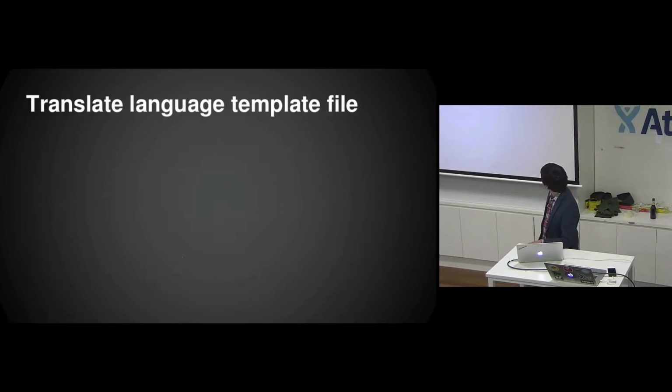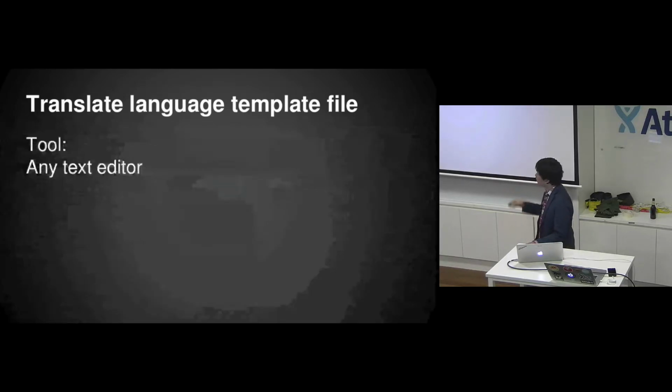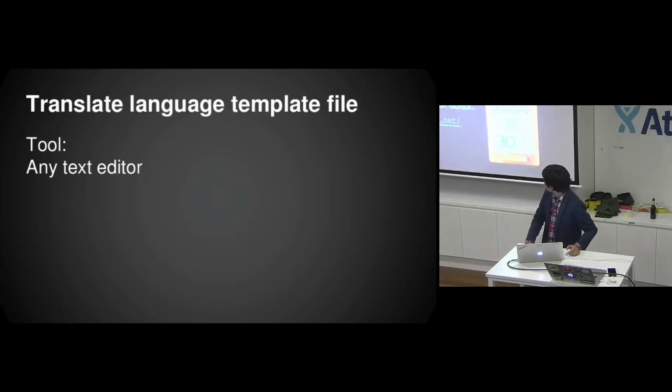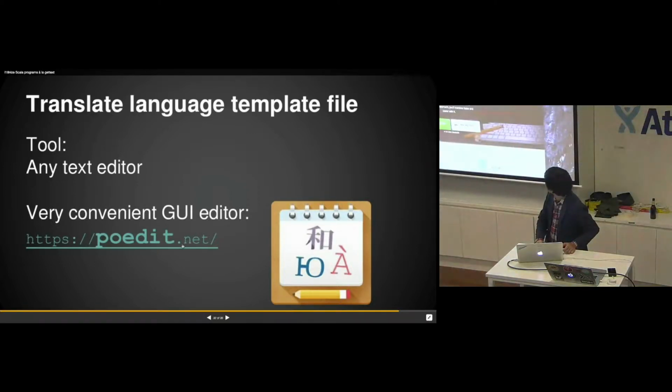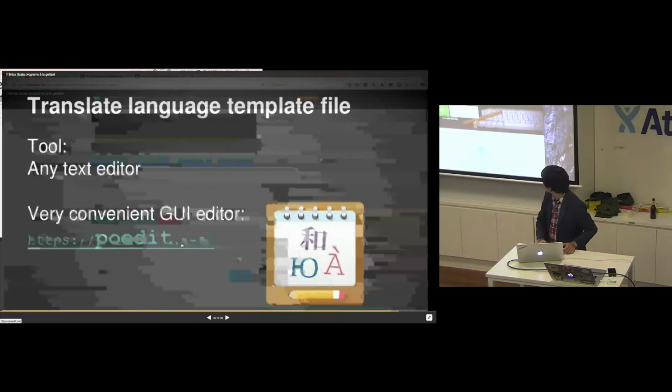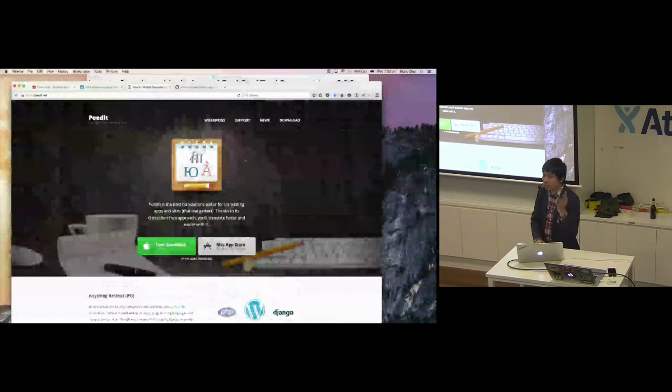The next step is we need to translate the language template file. Basically, we can use any text editor, because the language file is just a normal text file. But there's a very convenient GUI editor, Poedit. This tool is very convenient. I will show you this tool later. It has versions for Linux, Windows, and Mac.